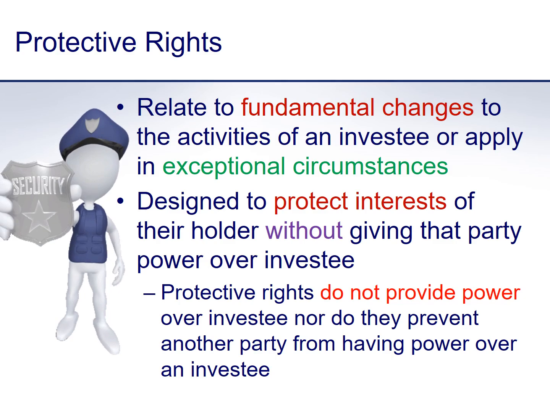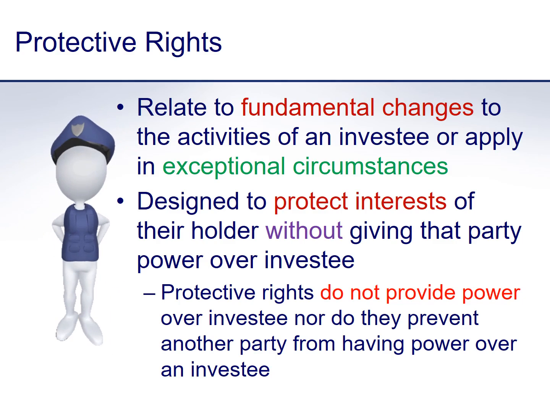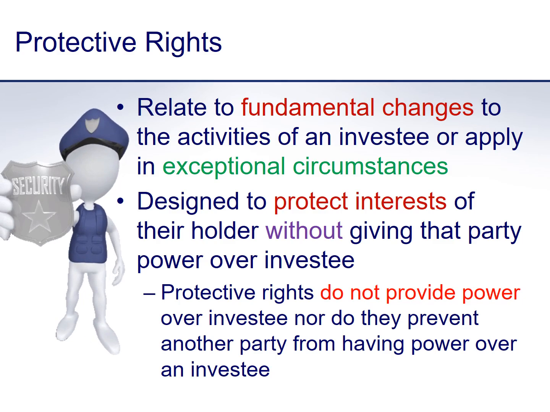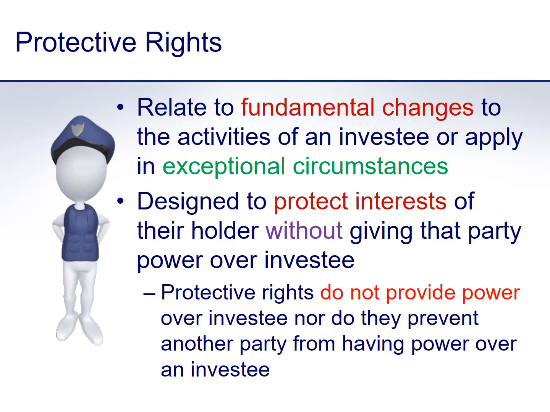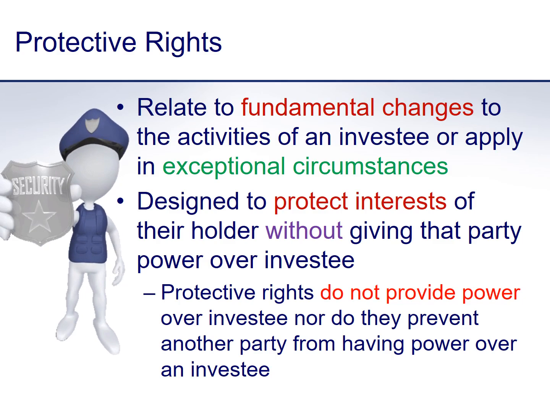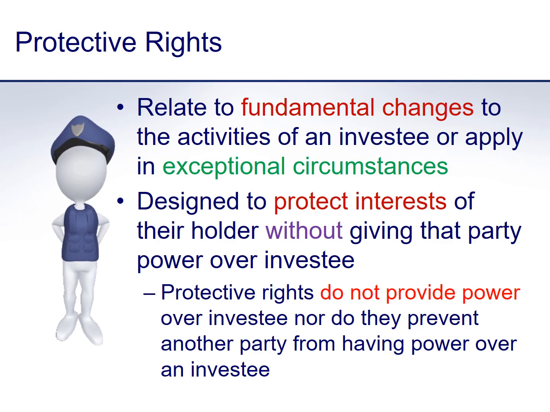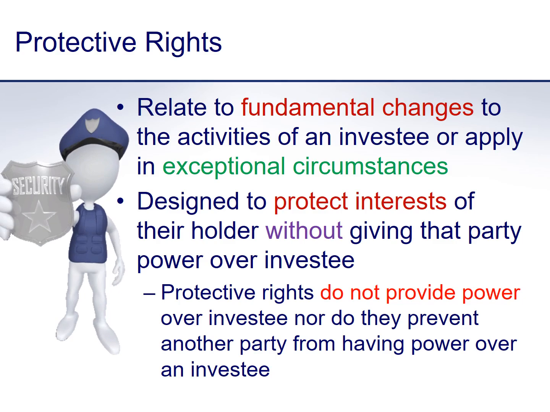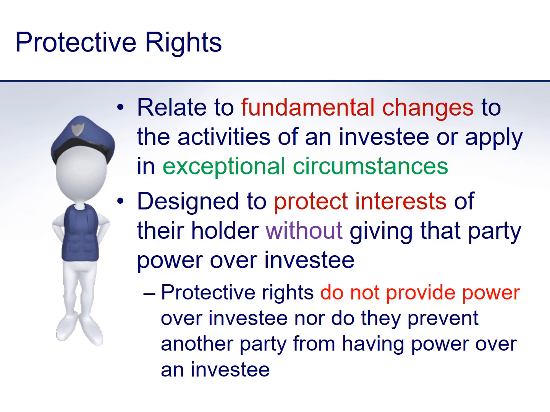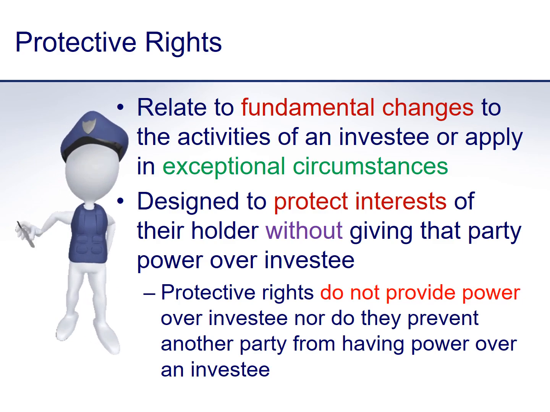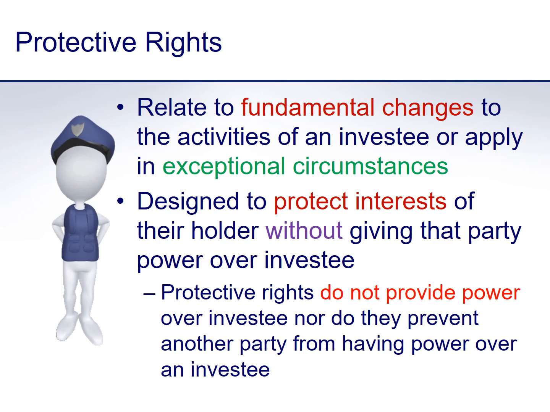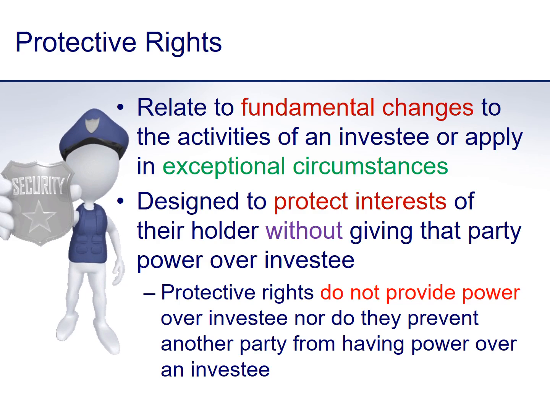IFRS 10 explains it further by saying that typically protective rights relate to fundamental changes to the activities of an investee or apply in exceptional circumstances. In our example, it was only certain types of transactions that would make the golden vote exercisable. They are usually designed to protect interests of the holder without giving that party power over the investee. And because they don't give power, a holder of a protective right in and of itself cannot have control of an investee.